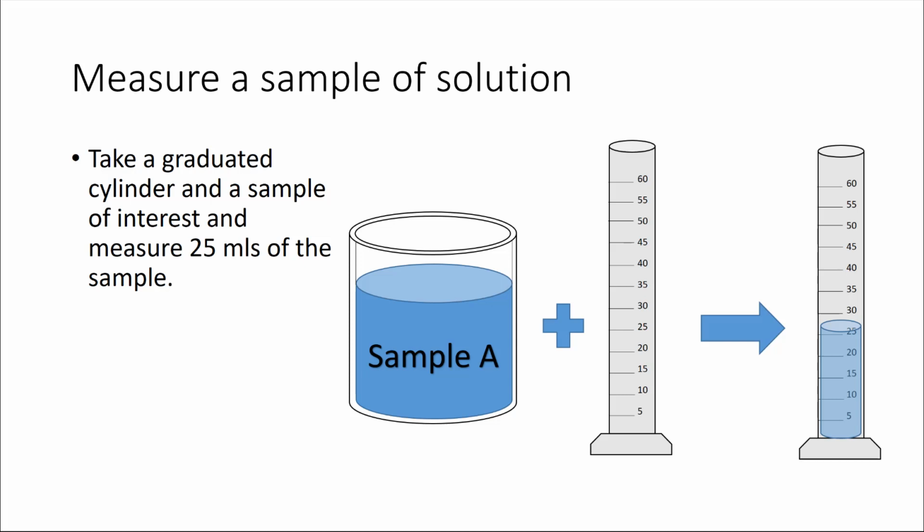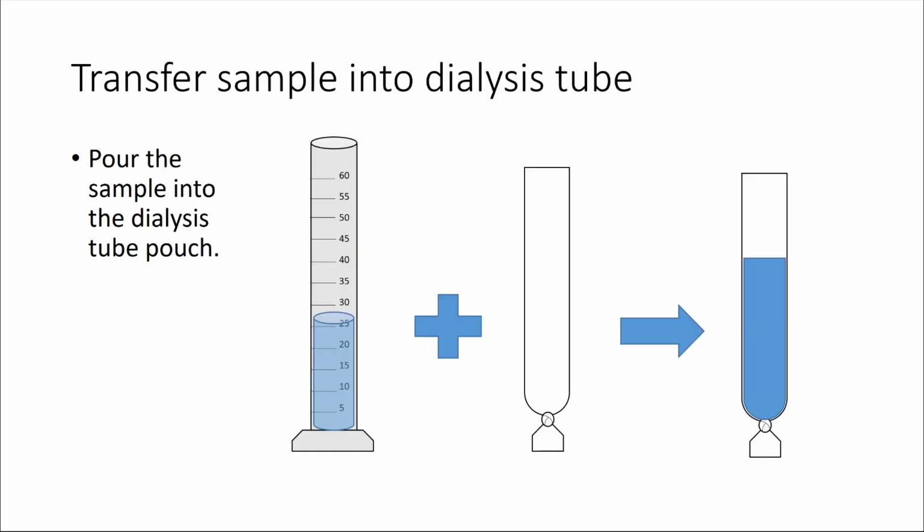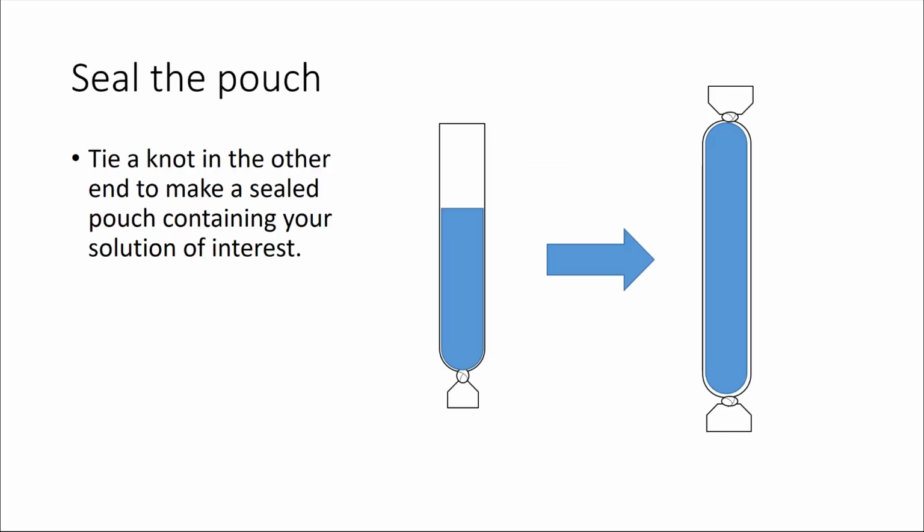Step 2, we're going to measure 25 mils of our sample of interest. And so we have 6 different samples. We'll start with sample A, measure out 25 mils of that sample. We are then going to pour those 25 mils from our graduated cylinder into the dialysis tubing, making a little pouch. We now want to tie a knot on the other end of that dialysis tubing bag, making a sealed pouch with our solution of interest.